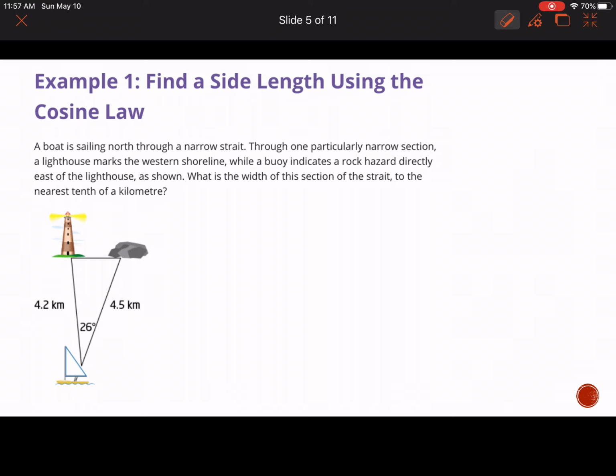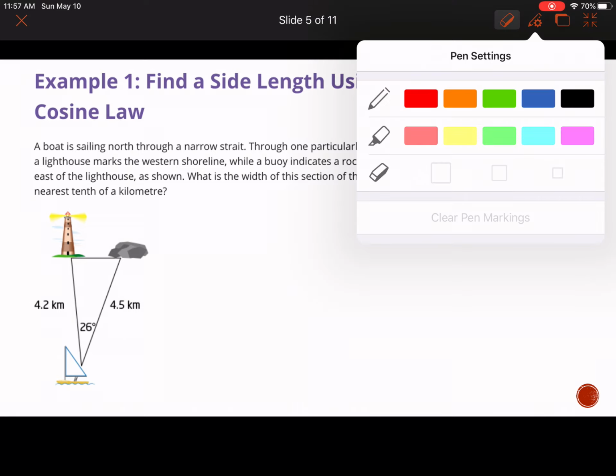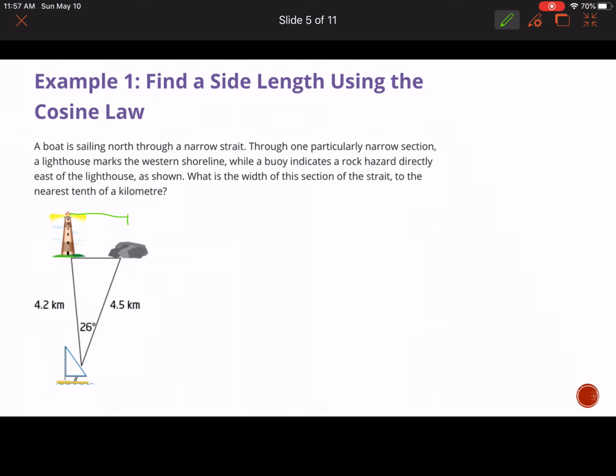A boat is sailing north through a narrow strait. Through one particularly narrow section, a lighthouse marks the western shore, while the buoy indicates a rock hazard directly east of the lighthouse, as shown. What is the width of the section of the strait to the nearest tenth of a kilometer? So we need to know how much space do we have between the rock hazard and the lighthouse, given this information?